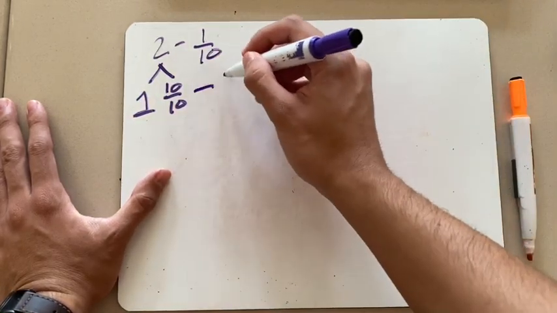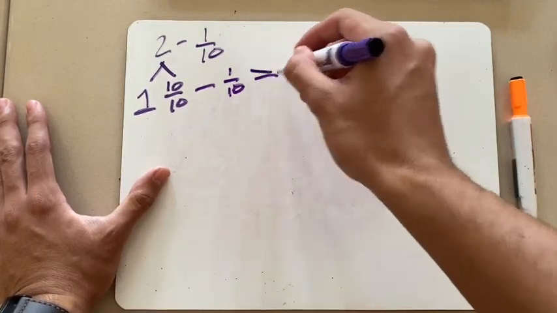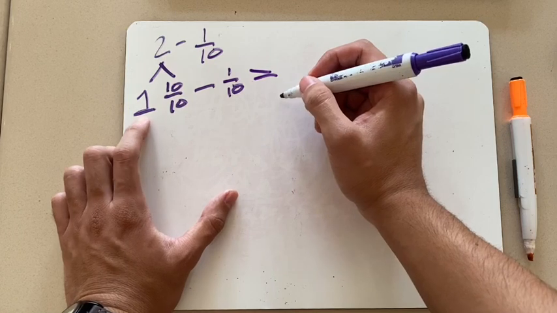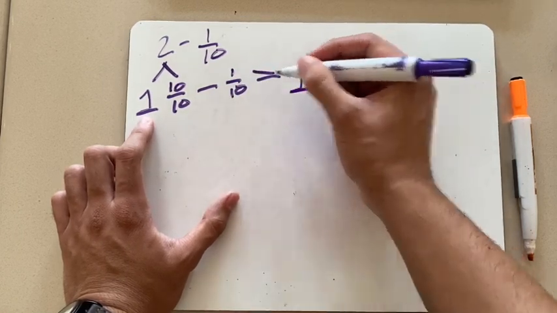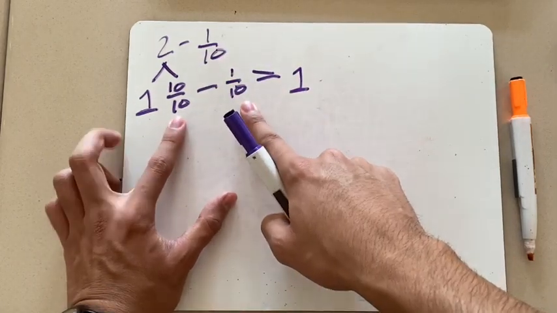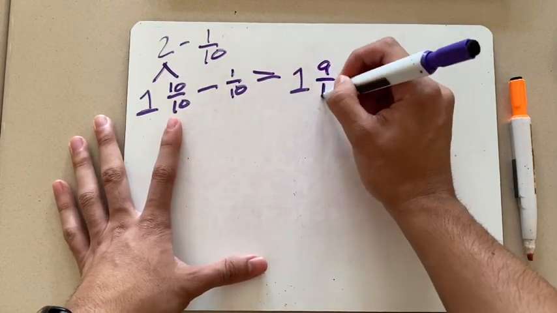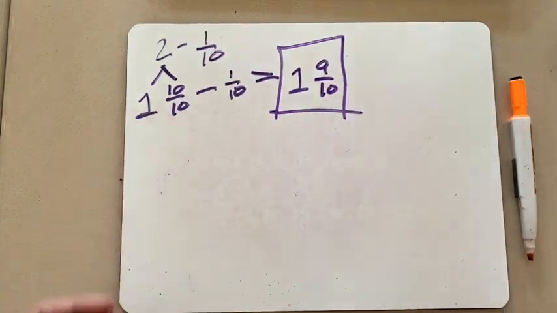And now let's go ahead and bring down this guy. And now I have something that's a lot easier to work with, right? Let's subtract our whole numbers. I have 1 minus nothing here, so that's just 1. 10 over 10 minus 1 over 10. Again, your denominators are the same, so let's go ahead and subtract it. 10 minus 1, that is 9. Our denominator stays the same, so that is our answer: 1 whole and 9 over 10.